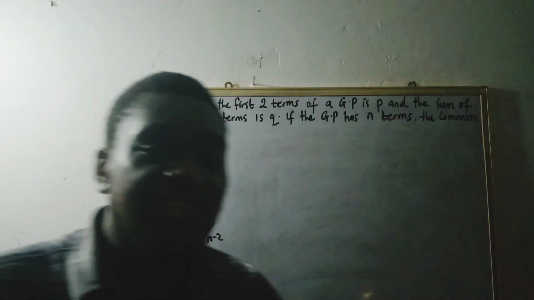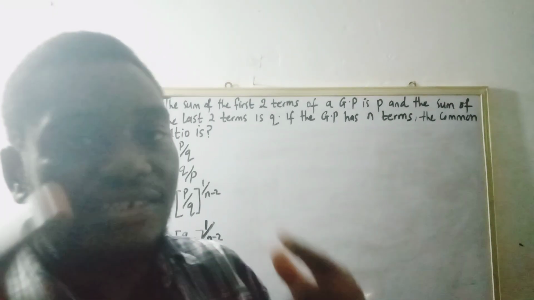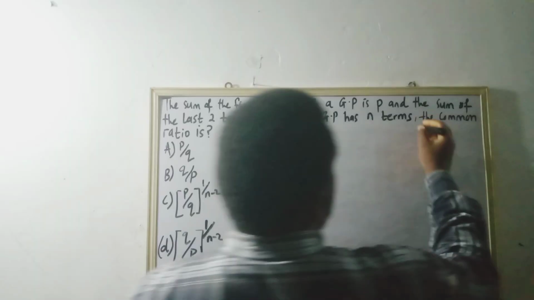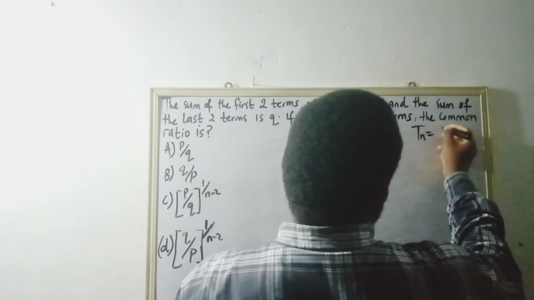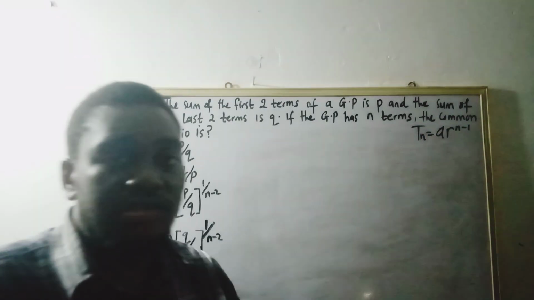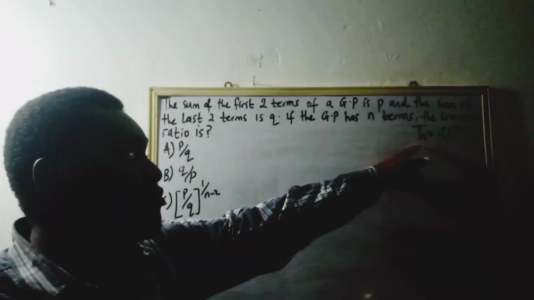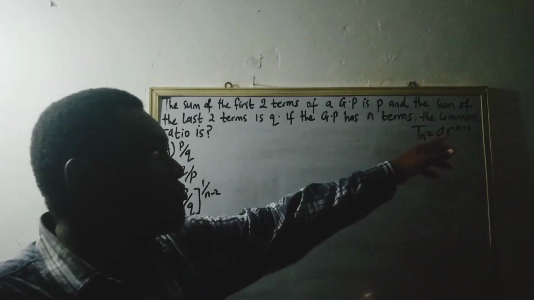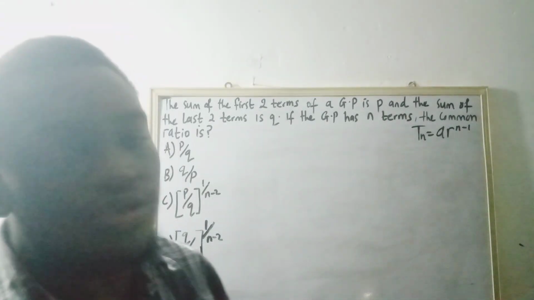Just as you know, for any geometric progression, each term of the geometric progression, Tn, is defined as Tn = a r^(n-1). Of course, n is the number of terms, a is the first term, and r the common ratio.